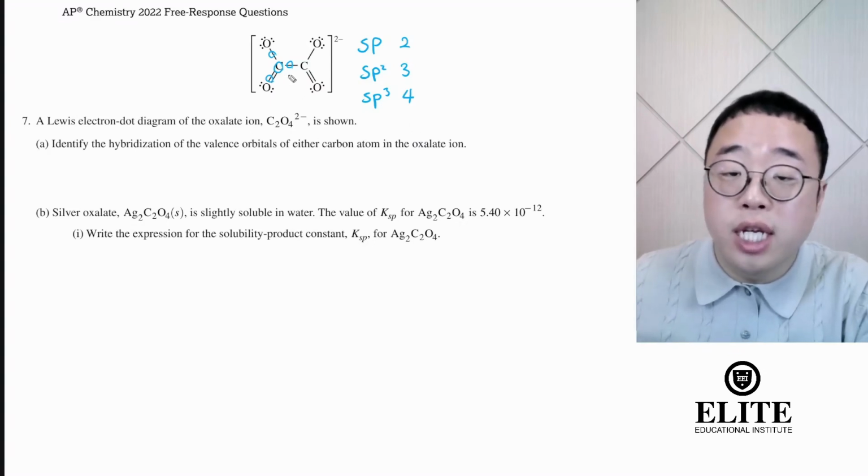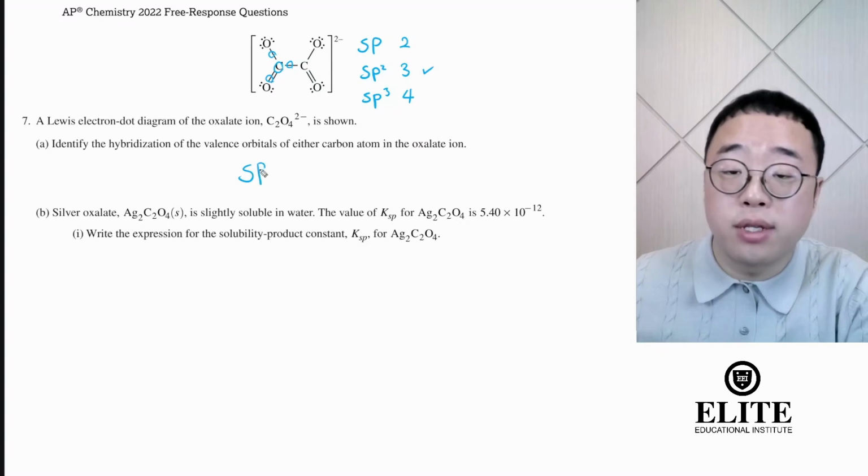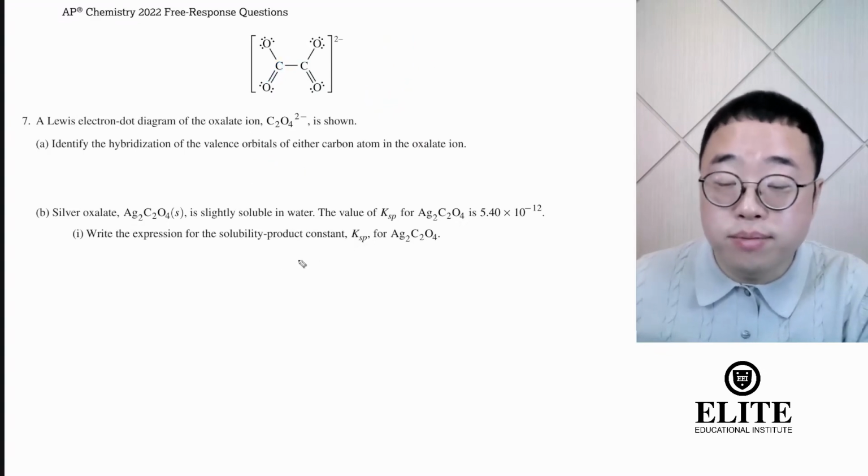So, if we take a look, there are 1, 2, 3 electron-dense areas around the center atom, in this case carbon, so the hybridization would be sp2. Okay, let's move on to the next question.